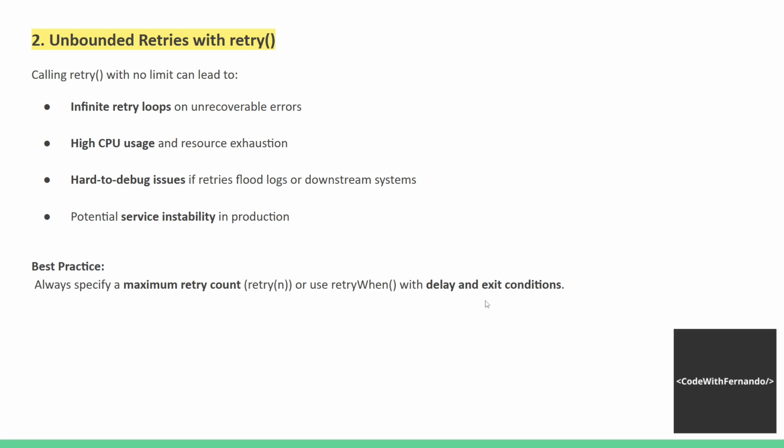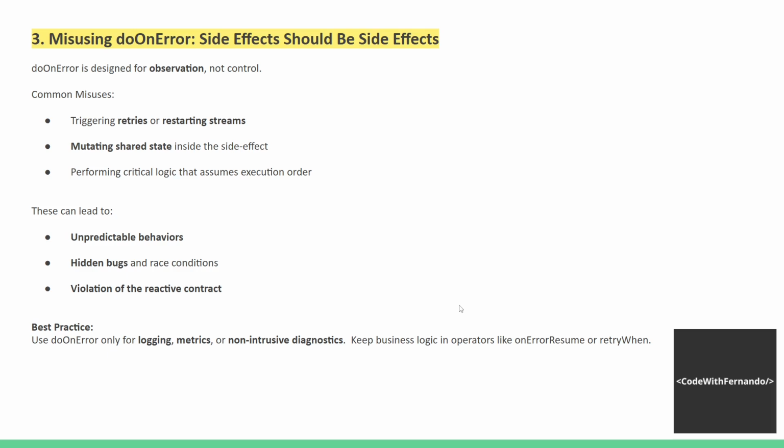Number two, unbounded retries with retry. Calling retry with no limit can lead to infinite retry loops and unrecoverable errors, high CPU usage and resource exhaustion. Hard to debug if retries flood logs or downstream systems, potential service instability in production. So what's the best practice? Always specify a maximum retry count. So that's why we use this retry method, or use retryWhen, with delay and exit conditions.